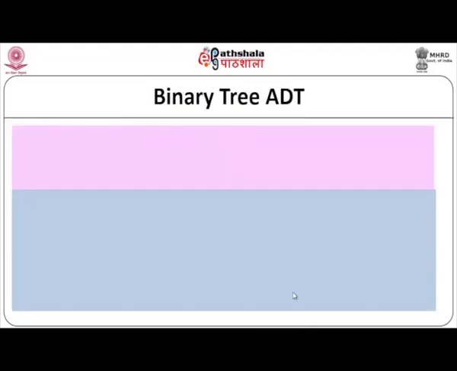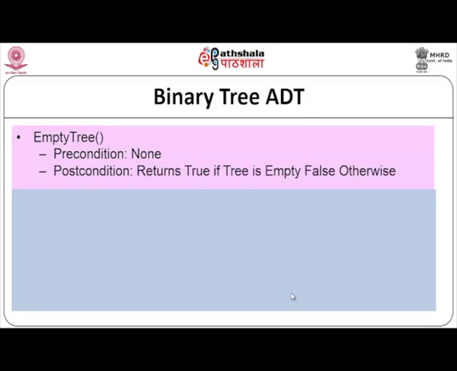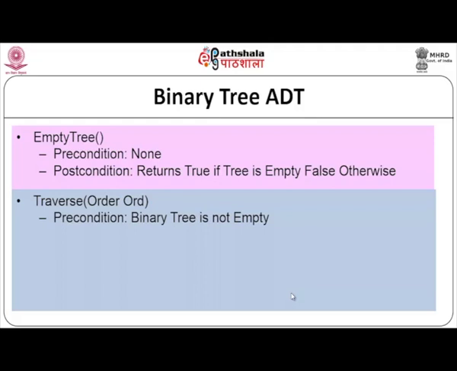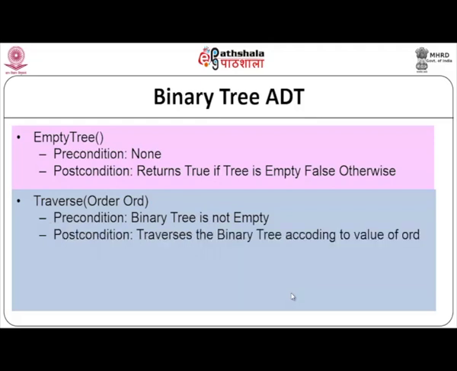So, that is the binary tree ADT. I have an empty tree, the precondition is no precondition, post condition is returns true if the tree is empty, false otherwise. Traversal, I can give the order and the ordinal. So, precondition binary tree should not be empty, post condition is traverses the binary tree according to the value of the ORD. ORD is the order you want, it could be pre order, it could be in order, it could be post order, it could be level by level also.